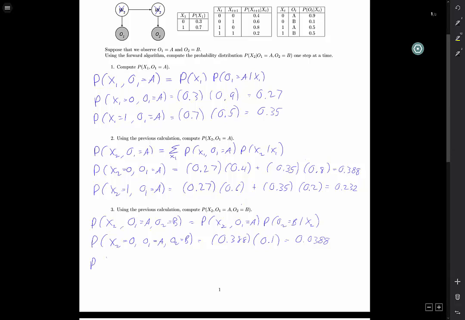And now we do this for x2 equals 1, O1 equals A, comma, O2 equals B. So the first term is from the previous part, so 0.232. And the probability of O2 equals B given x2 equals 1 is 0.5. So this equals 0.116. Now given 3, we could actually compute the probability of x2 given O1 equals A and O2 equals B by using Bayes' rule.